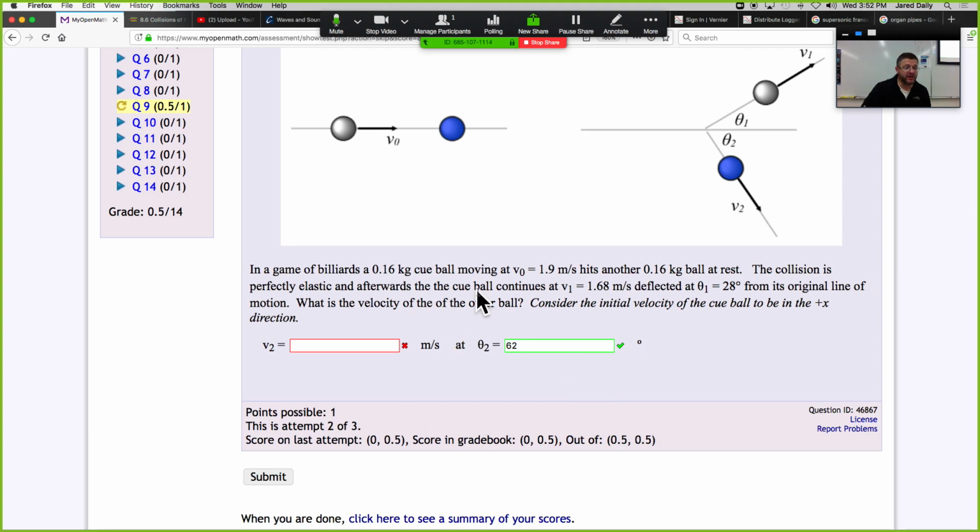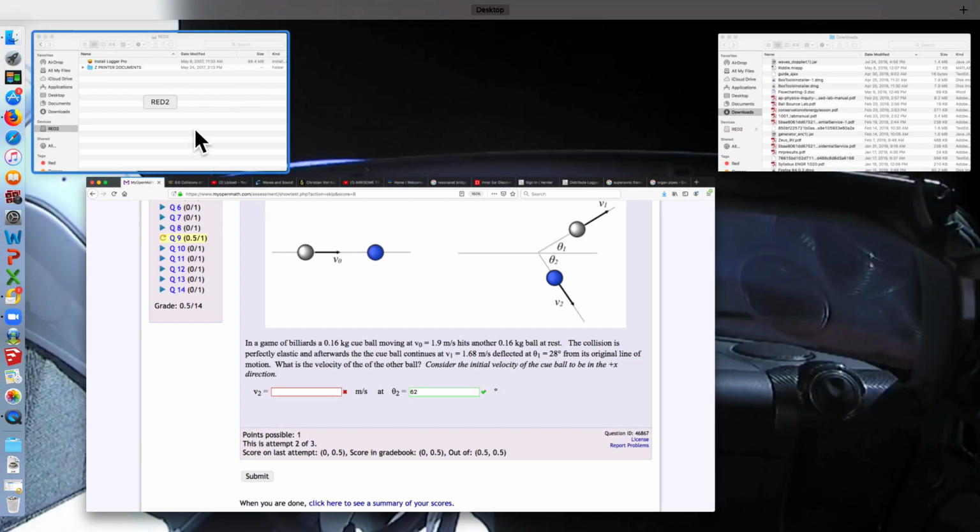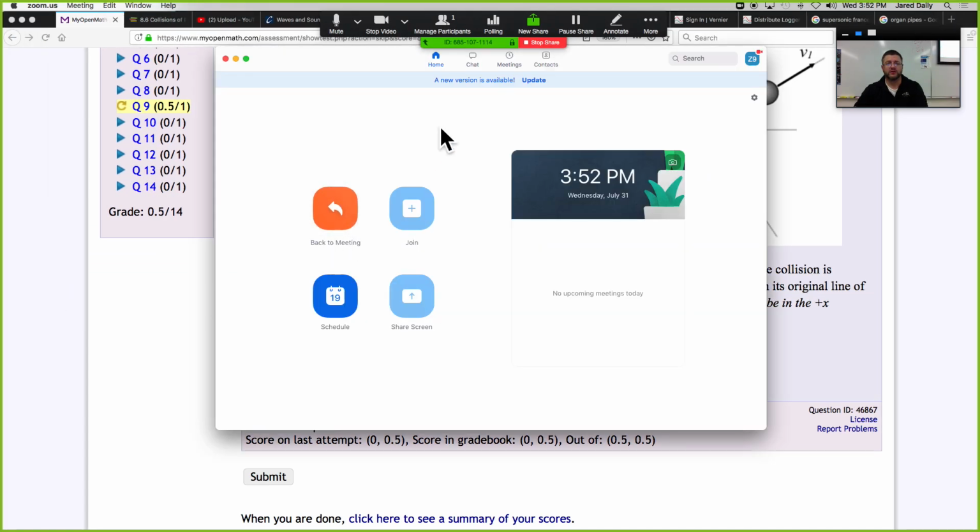Got it. Now all I have to do is calculate velocity 2. Well, that's a little bit different. We're going to use this angle here, and that's going to really be helpful. But we're going to have to do a little bit more now. So, go to our whiteboard.